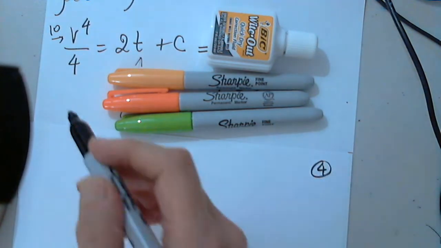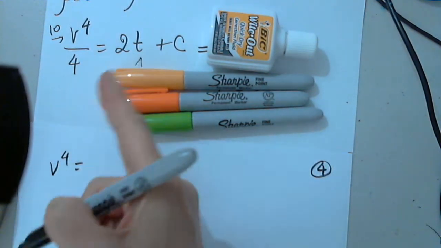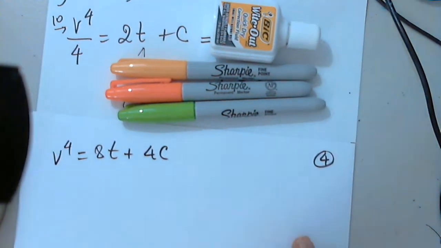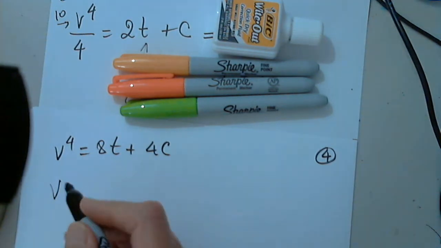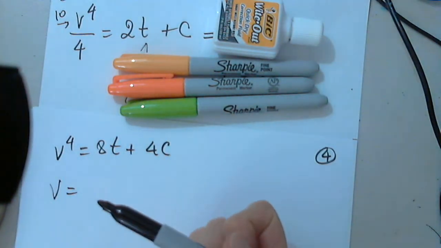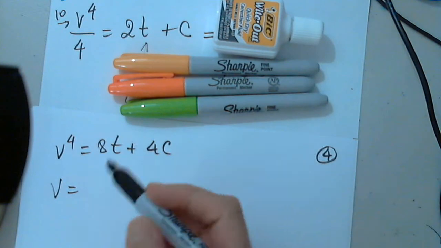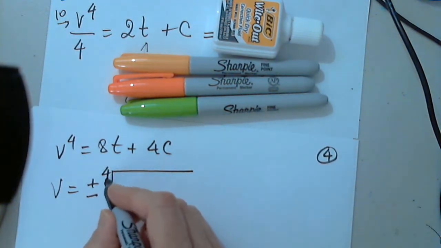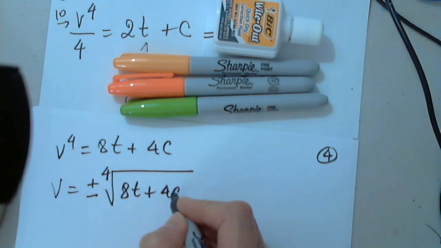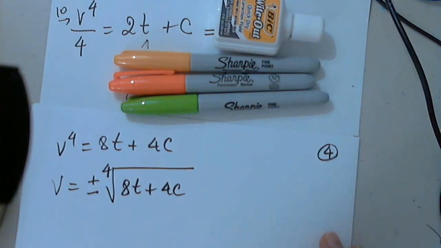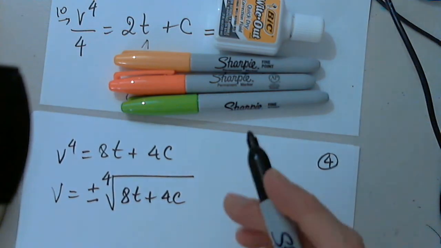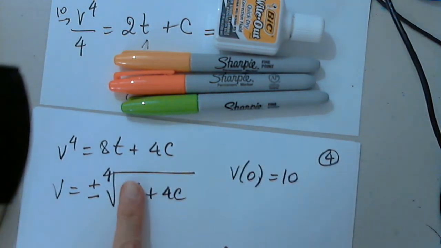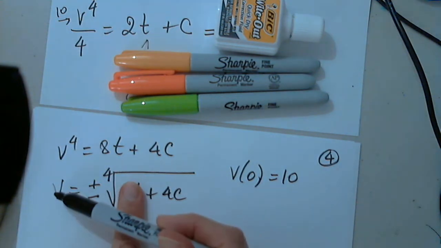So that's okay. So v to the fourth, I'll multiply by 4, 8t plus 4c. And then v will be, since I'm not told anything so far, I'm given a condition though, I have plus or minus then the fourth root of 8t plus 4c. Now I have to make sure that v of 0 is 10. When I plug in here 0, I have to get 10.